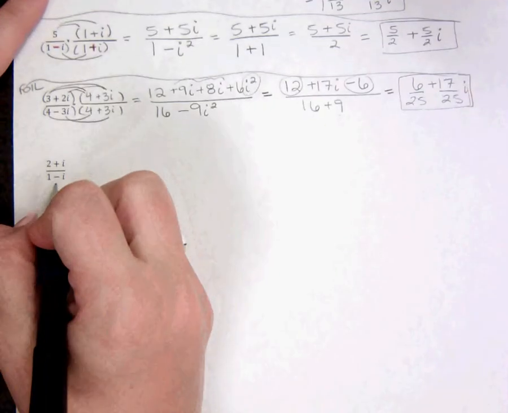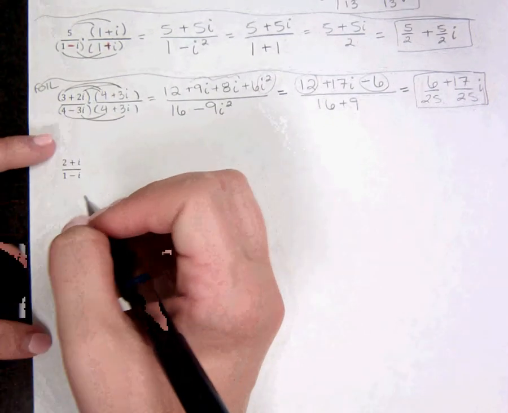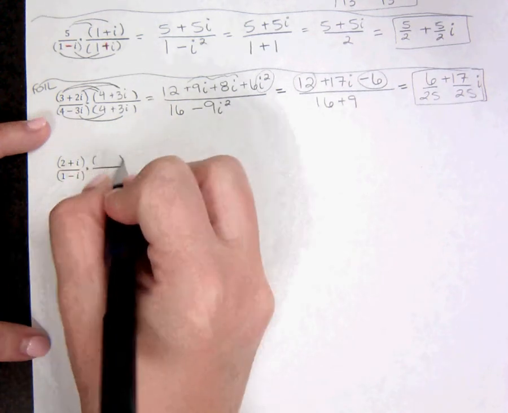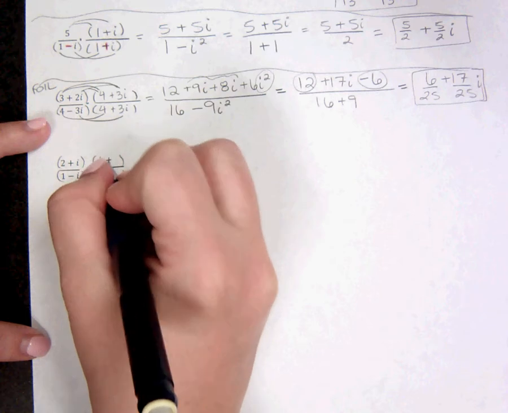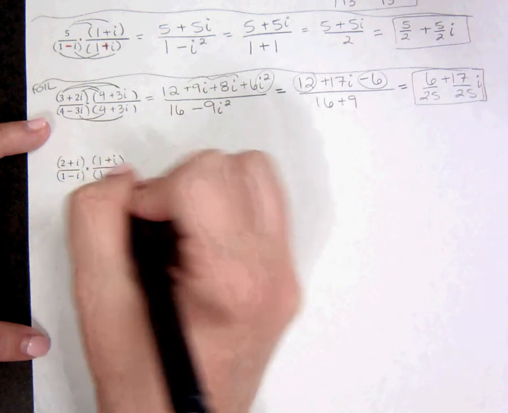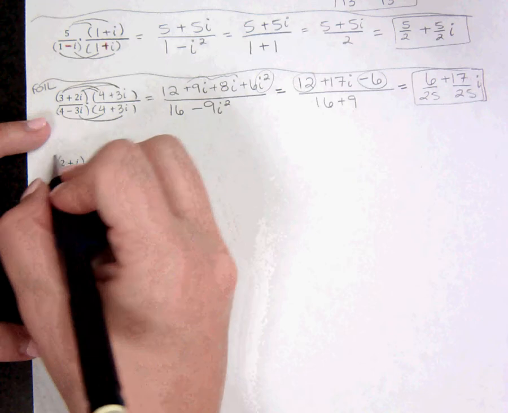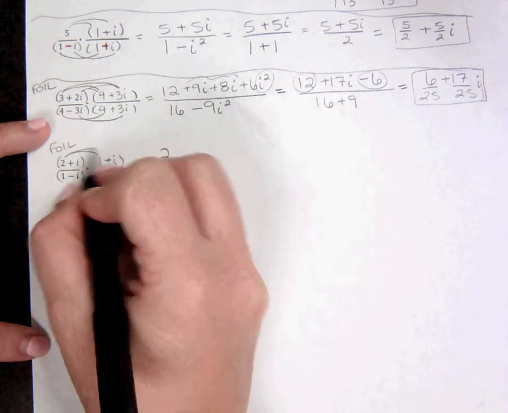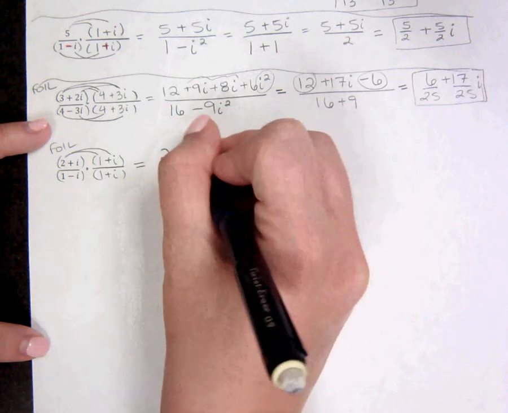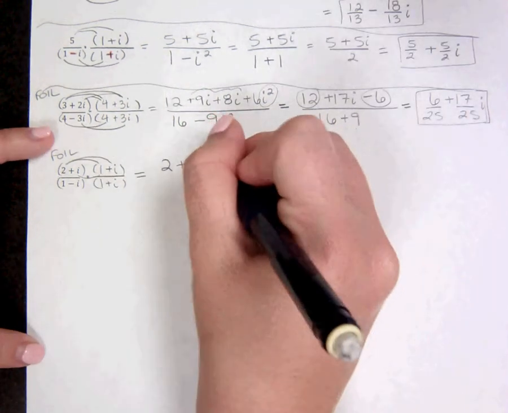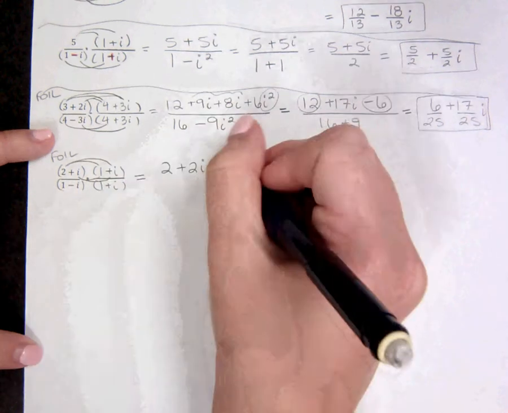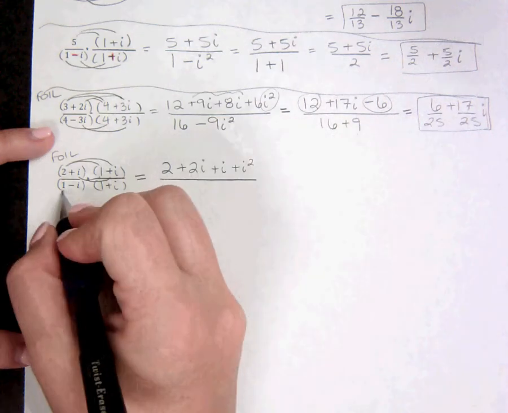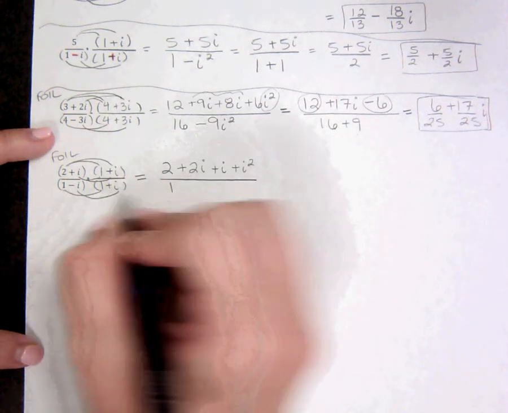I encourage you to pause the video, try this last one on your own. So we're going to multiply the top and the bottom by the conjugate of the bottom. We're going to have to FOIL the top. 2 times 1 is 2. 2 times i. 1 times i. And i times i. And then on the bottom, because they're conjugates, I can just do first and last.